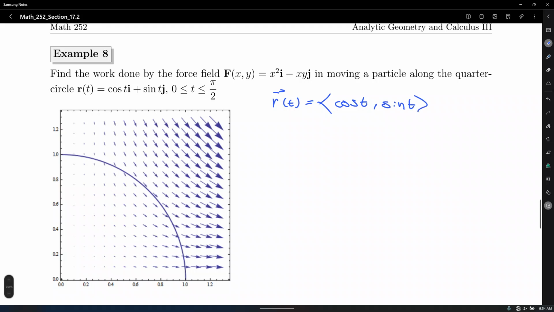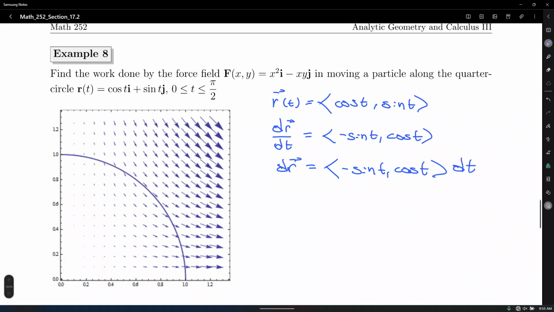Now check this out. I need to change notation for type 2 integrals. I know you guys are used to r prime of t, but for a big reason that you'll see, I'm going to use Leibniz notation, dr dt, rather than r prime. I'll show you in a second. Okay, that is negative sine t, cosine t. And let's find the differential. That is, solve for dr: negative sine t, cosine t dt.